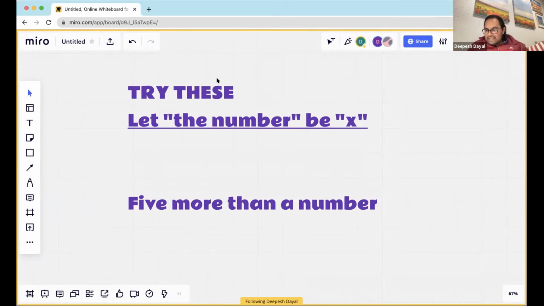So the first one says, 5 more than a number. So just think about that. You can all just let me know by unmuting or typing in the chat. 5 more than a number. How will we take these words and convert it into an algebraic expression? 5 plus x. Is that Oratile? Yeah, Oratile. 5 plus x. Okay.